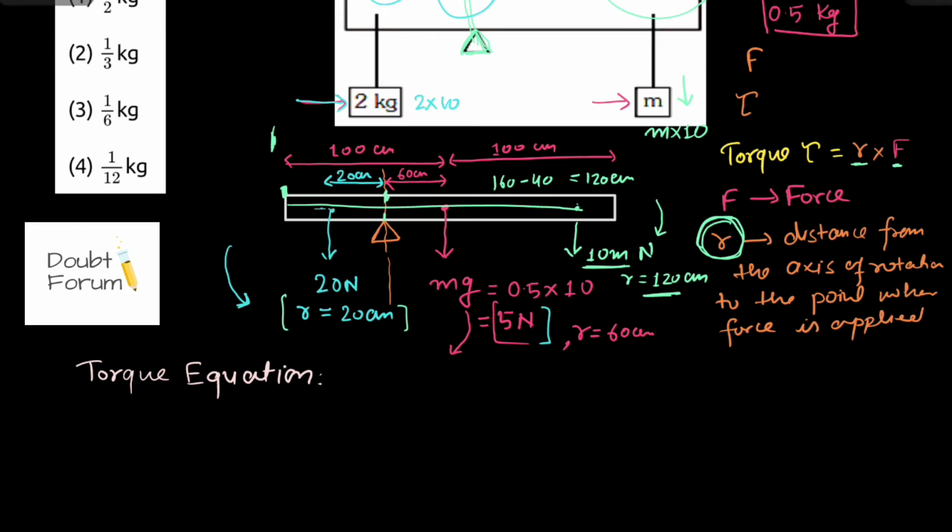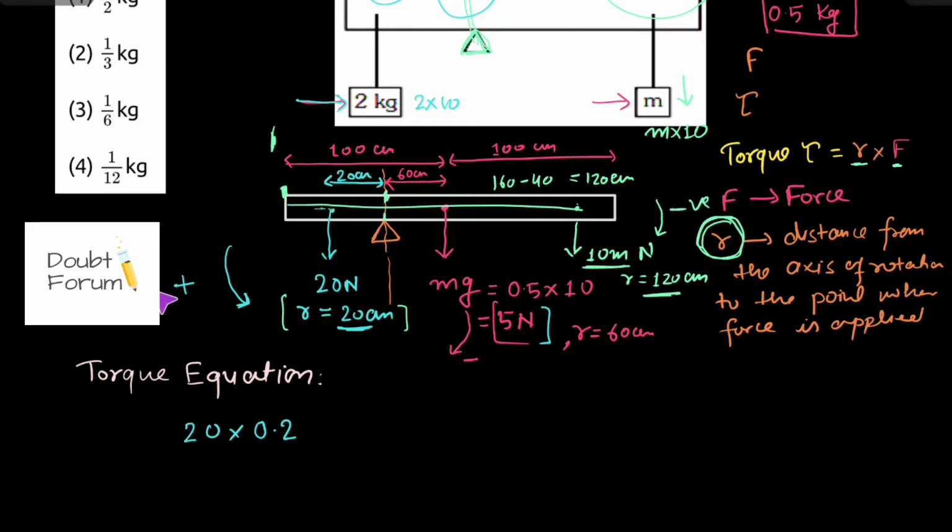Now coming to the torque equation part, the torque due to this 20 Newton force would be force into r. The force is 20 Newton and the value of r is 20 centimeter. So we can convert this centimeter into meter, so this would be 0.2 meter. We can take one direction as positive, so the other direction would be negative. If we are taking anti-clockwise as positive, all the clockwise directions would be negative in nature.